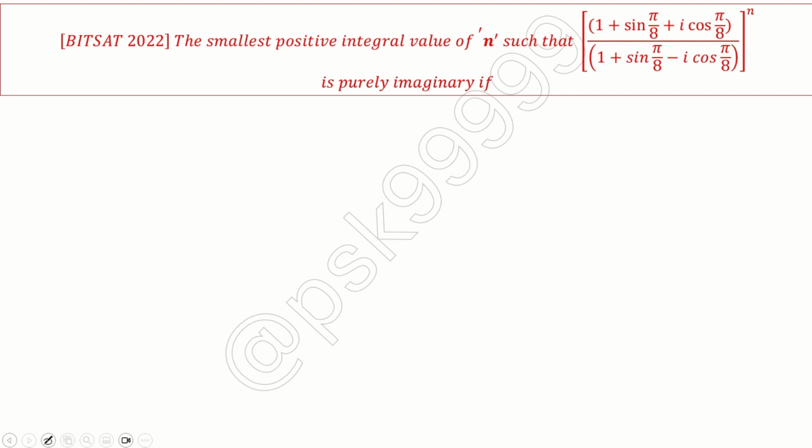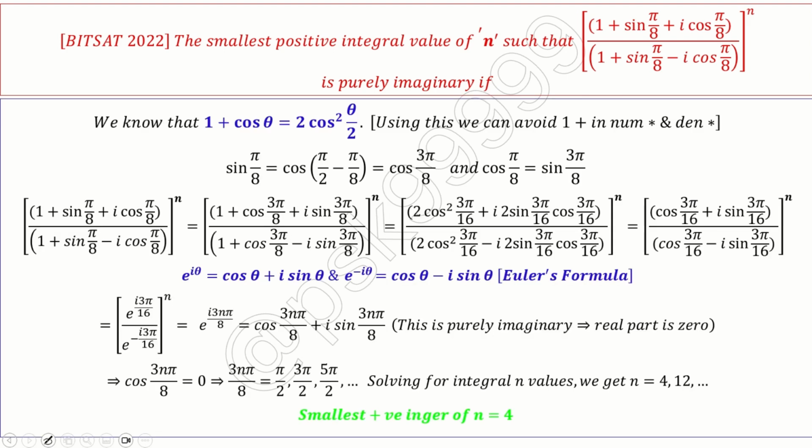The smallest positive integral value of n such that the given expression is purely imaginary. If something is purely imaginary, that means its real part is 0. So first, simplify the expression, simplify the complex number, and then equate it. We know two things: 1 plus cos theta equals 2 cos square theta by 2, and sin theta equals 2 sin theta by 2 cos theta by 2. We need to apply this because I need to remove the plus 1 from this.